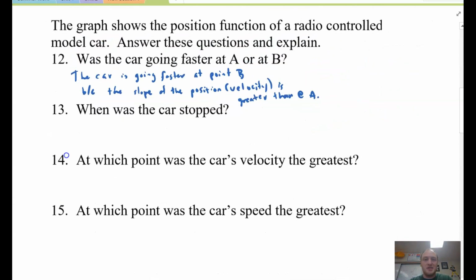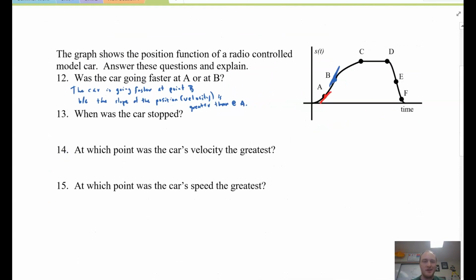Okay, when was the car stopped? Well, if your car's stopped, your position is not increasing or decreasing, and you can see that that's the case here. My position's not increasing or decreasing at all. My slope, my velocity, is 0. So there's a couple ways you could explain this. You could explain that your position is not moving. It's flat. I'm not moving up or down. Our y-axis is our position.